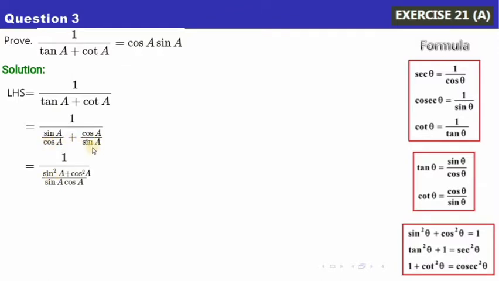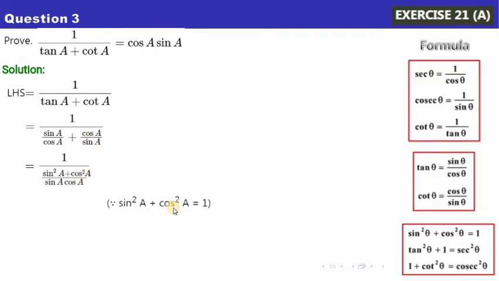denominators' LCM. So the LCM of cos A and sine A will be sine A cos A. Now when you divide this LCM by the denominator cos A, you get sine A, since cos A and cos A get cancelled. So sine A into this sine A numerator becomes sine square A. We have plus sine, isn't it? Now divide this denominator by sine A. Sine A and sine A get cancelled, so what is left? Cos A is left. So this cos A multiplies with cos A and gives you cos square A.